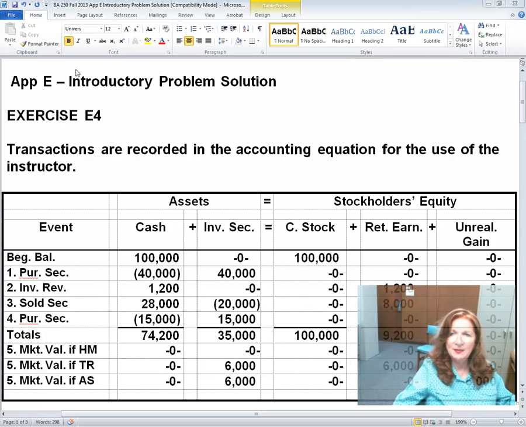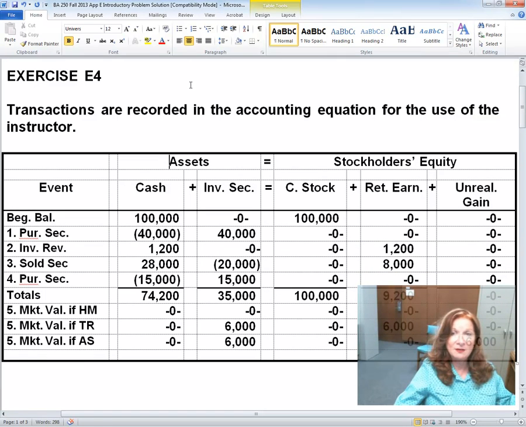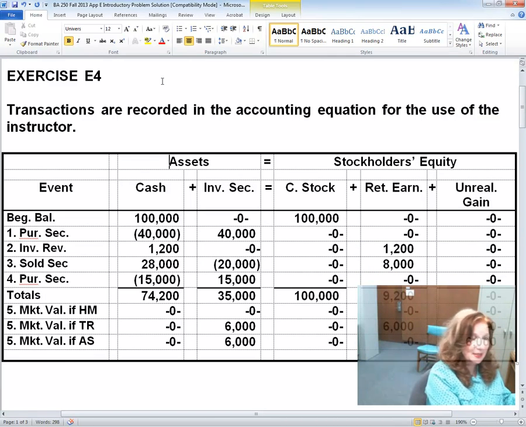Appendix E, the introductory problem right there, is exercise 4. And exercise 4 is on page 771. It says preparing financial statements for investment securities. Media Inc. began in 2013 with $100,000 in both cash and common stock. The company engaged in the following investment transactions during 2013. It purchased $40,000 of marketable investment securities.